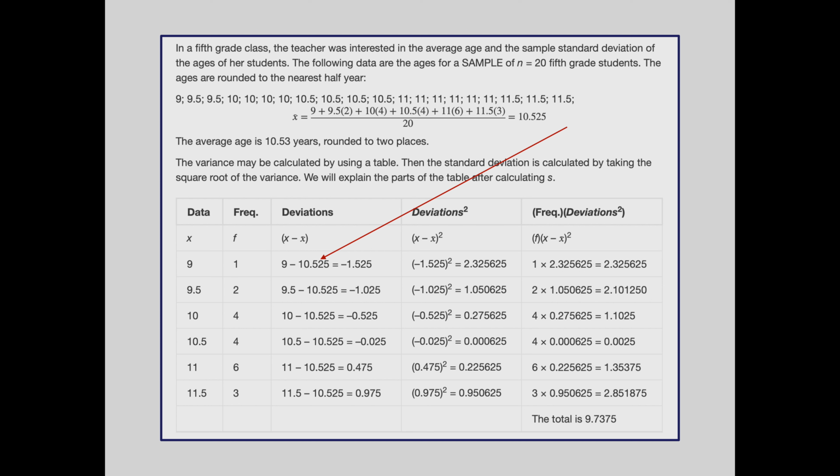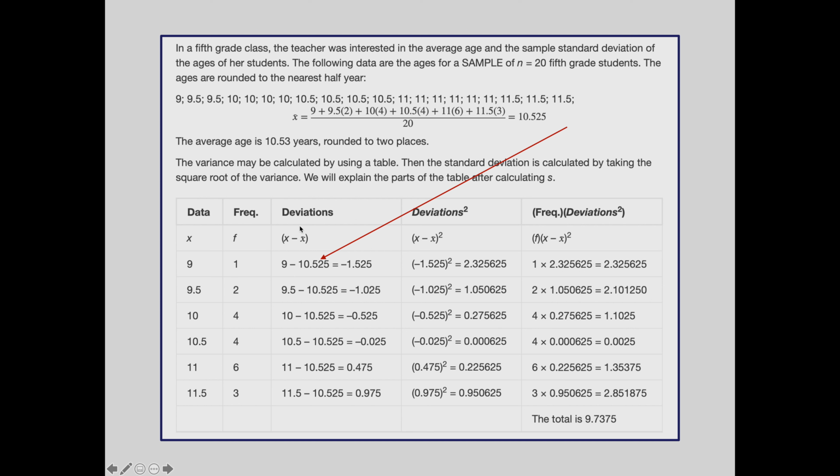Now, if you have a scientific calculator, your scientific calculator will not do standard deviation. So you're going to have to put all of these values in the columns like this to compute what's going on. So look at the data, left-hand column. You got 9, 9.5, 10, 10.5, 11, 11.5. And then look at the frequency. That means there's 1 9, 2 9.5s, 4 10s, 4 10.5s, and so on.